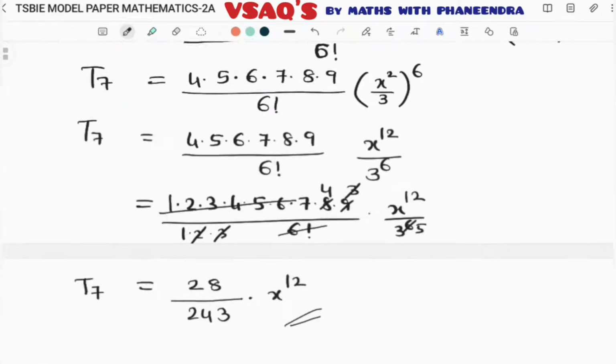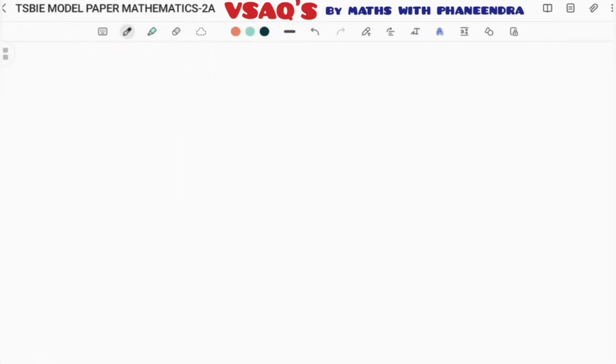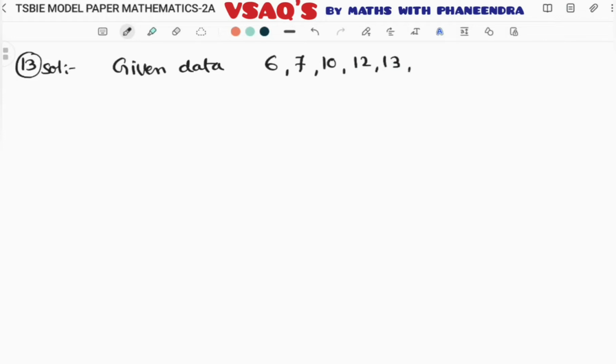I'll write it here. That's question number 13. Given data: 6, 7, 10, 12, 13, 4, 12 and 16. So the mean of 8 observations. How many observations are there? 1, 2, 3, 4, 5, 6, 7, 8.